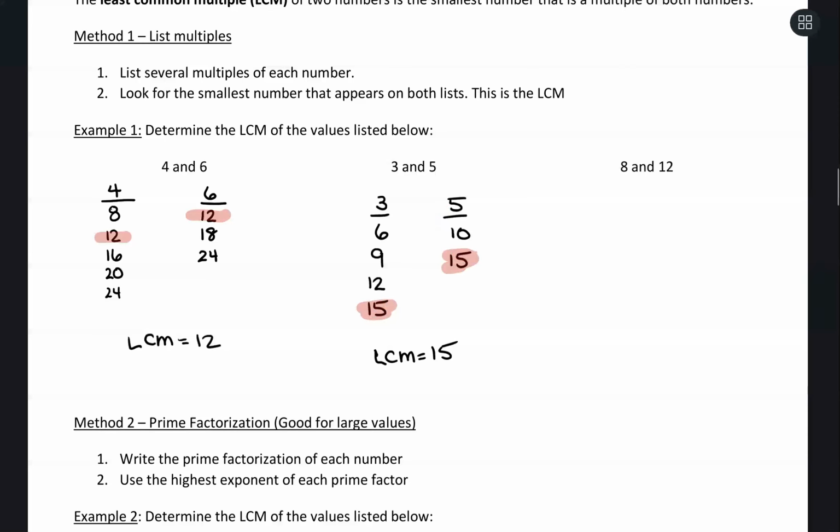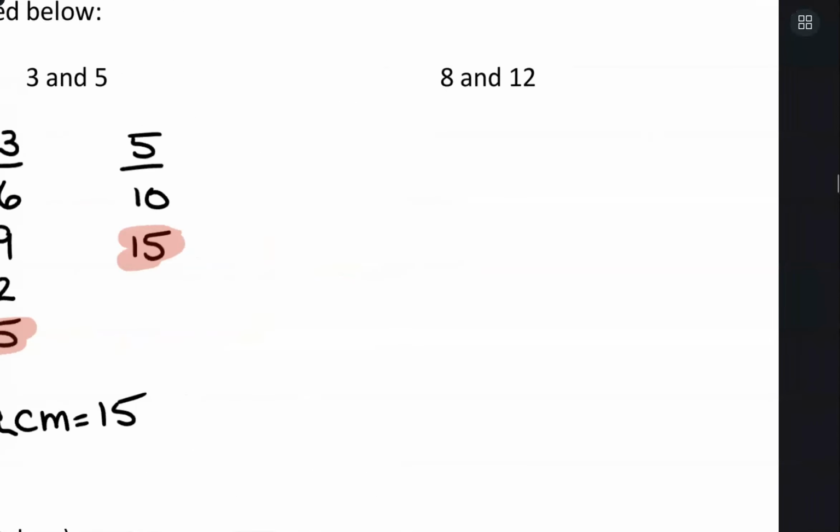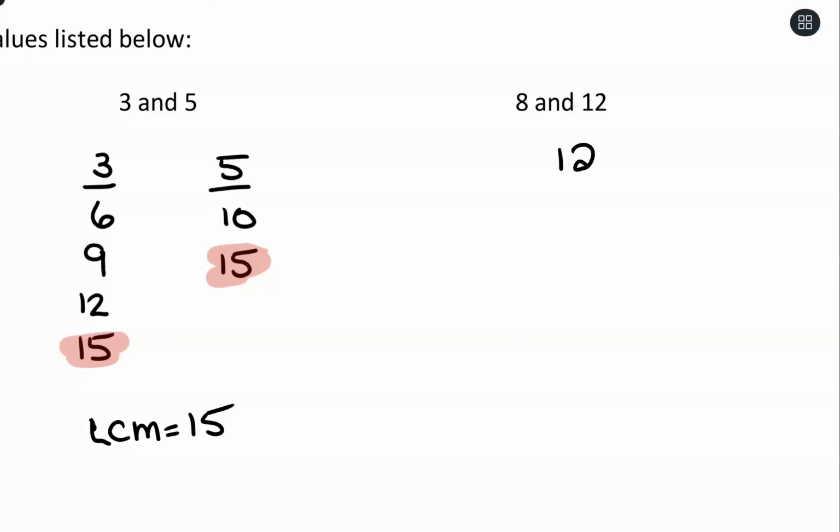Now, another way that we can do this that might be a little bit faster is instead of listing for both of them, say I just start with the largest one. So 12 times 1, 2, 3, 4, 5. What I'm doing is listing these until I reach something that's divisible by 8. And actually, I've already done it. So like 24 is divisible by 8. So that's going to be it.